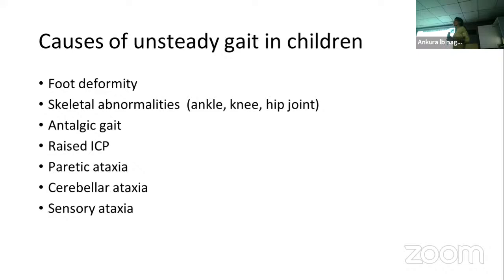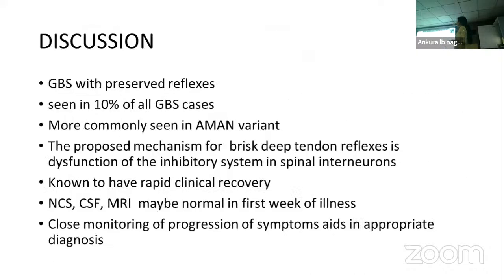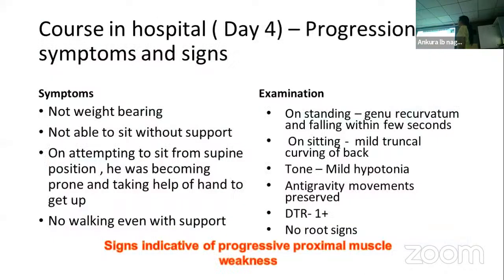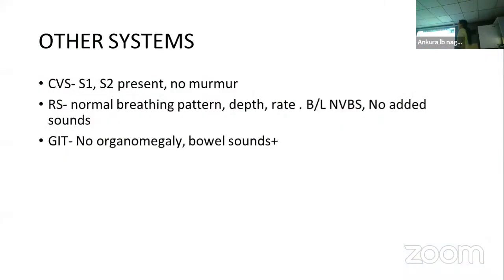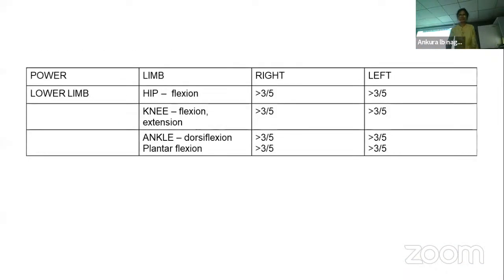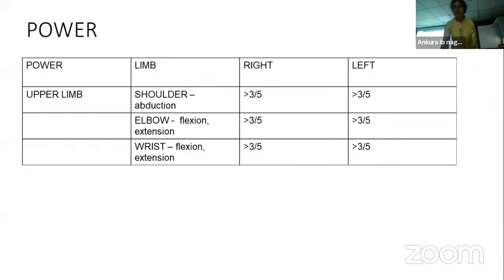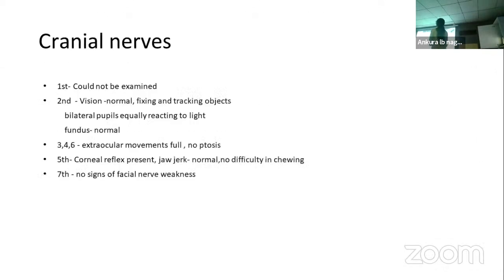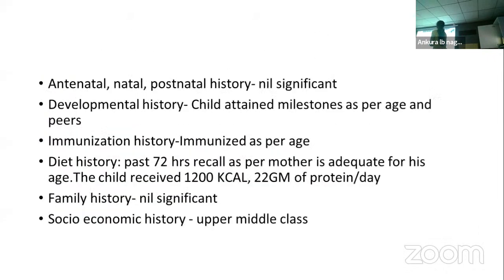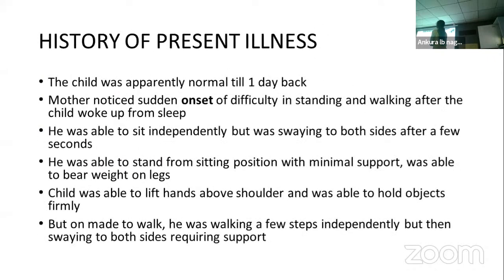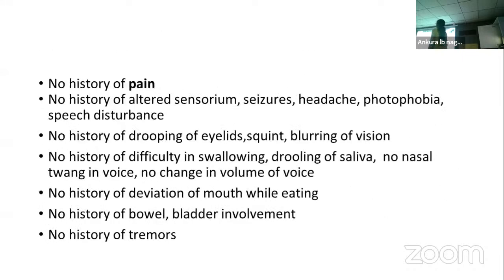Please go back to your history. She was giving a lot of important clues, and maybe Aparna, you can tell why she was telling all that. So one by one, go to the history. No history of pain. She was saying paralysis and no history of pain. Why was she talking about pain? Sensory involvement. So which classic paralysis will have sensory involvement and pain?